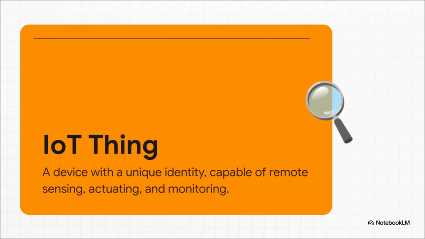Well, in the context of IoT, a thing isn't just a dumb object. It's a device equipped with a completely unique identity, and it acts almost like a digital nervous system. It has the ability to sense its environment, actuate or make physical changes, monitor conditions, and communicate with other connected devices. And depending on things like its memory, processing power, or communication speed, it might process all that data locally, or send it up to centralized servers in the cloud to be crunched there.